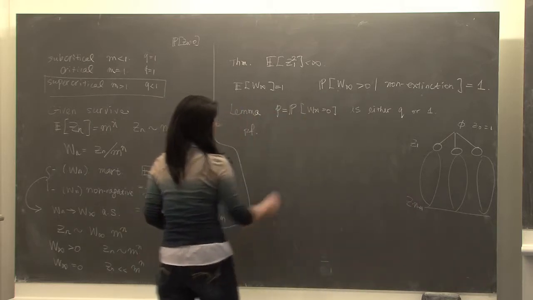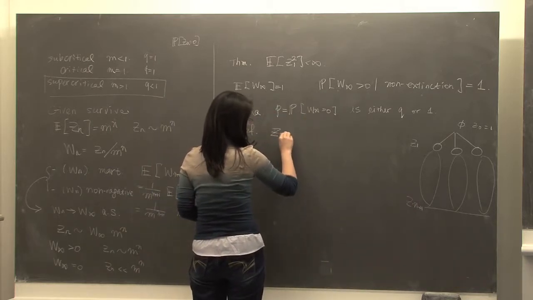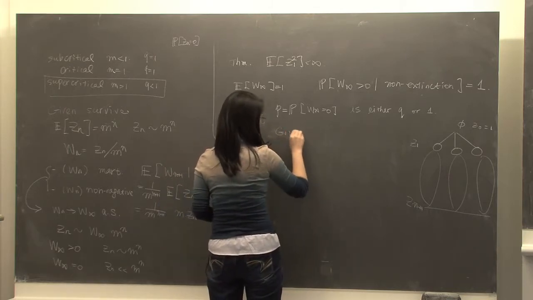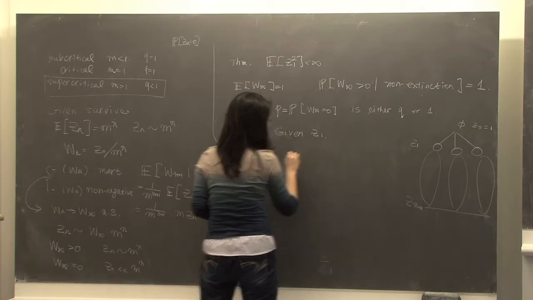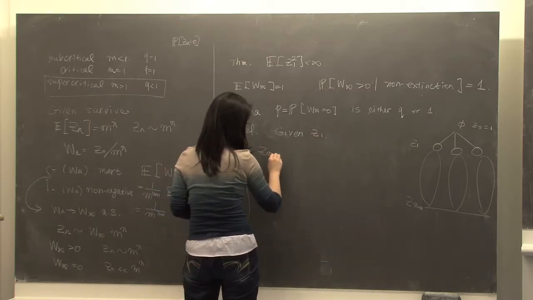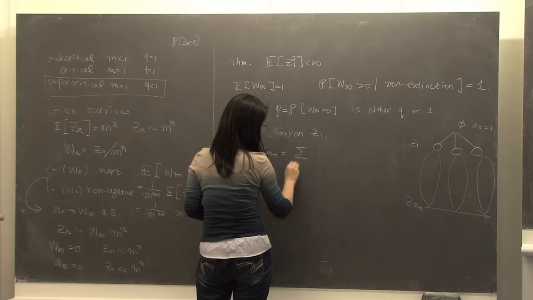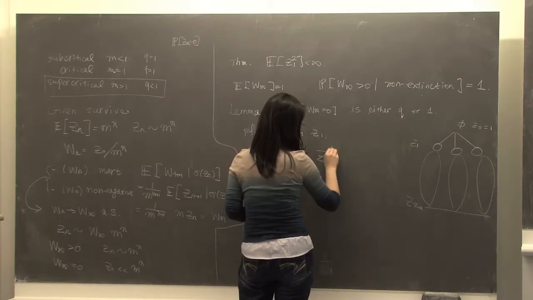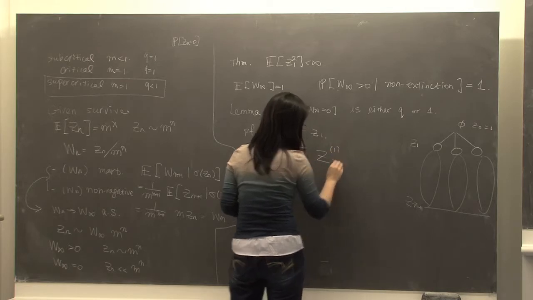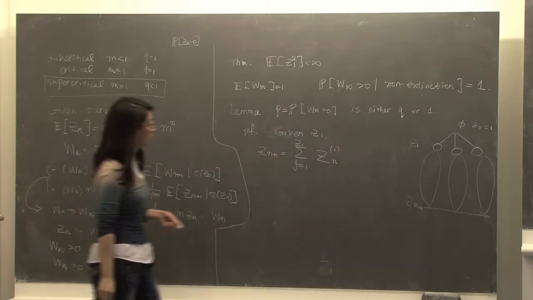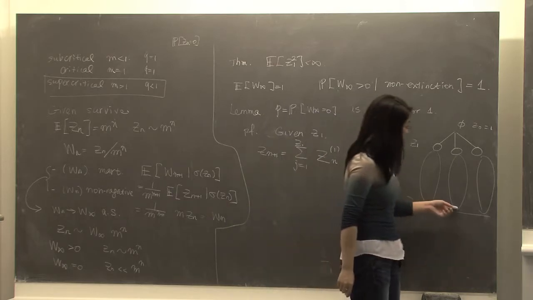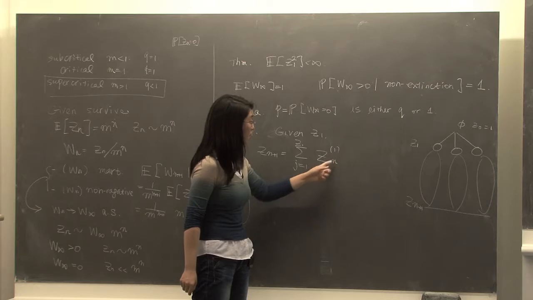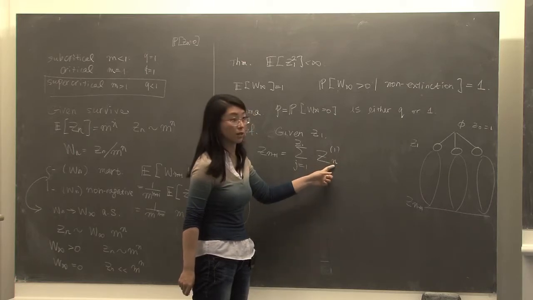So this tells us, in fact, given Z1, Zn is the summation over Z1 many subtrees, and each one is an IID copy up to the nth generation.